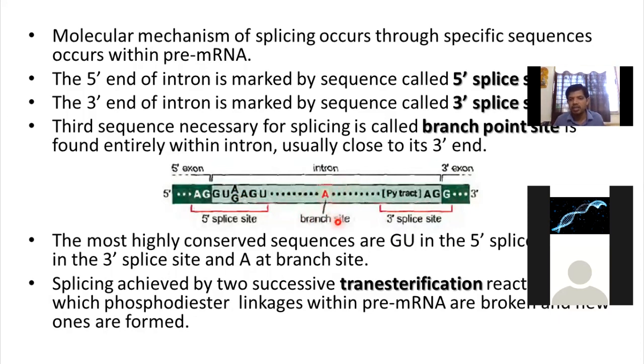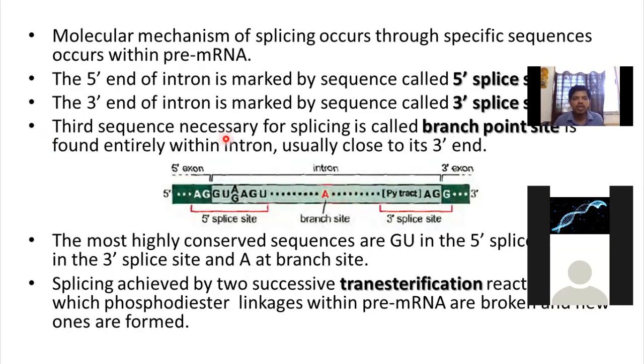This is called the branch site, and this one is again the 3' splice site of the intron. Here there may be a pyrimidine residue present, either cytosine or uracil, and the last ones are adenine and guanine. Again, the exon will start with guanine. So one by one, we will learn about all these things.